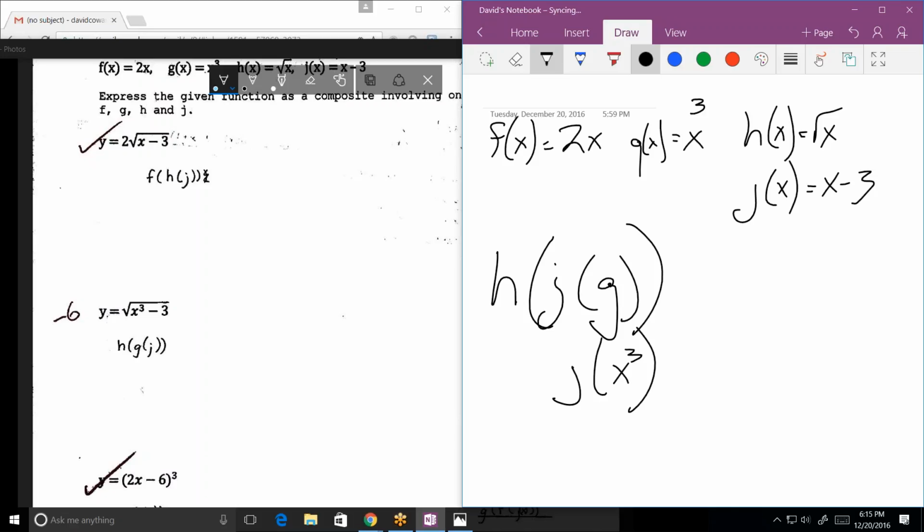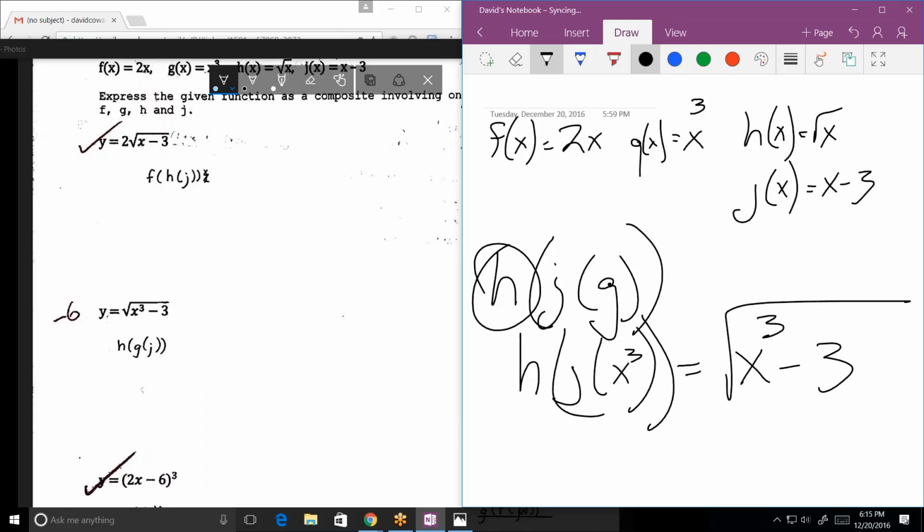Ah, there we go. Now we're getting somewhere. Now all we have to do is take the square root of that. So apply the h to it. So now if I put the h in front of that, I get square root of x minus 3. Yeah. Okay. I might have had to play around with it a little bit more.